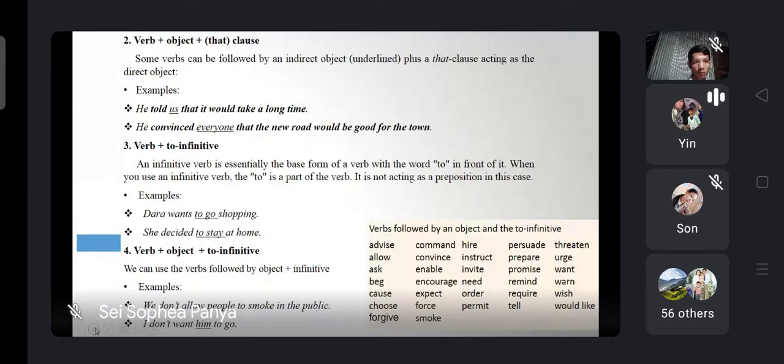Example number two. He convinced everyone that the new road would be good for the town. So everyone is acting as the object, and that the new road would be good for the town, we call that clause.